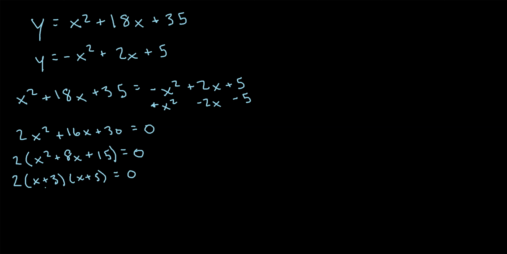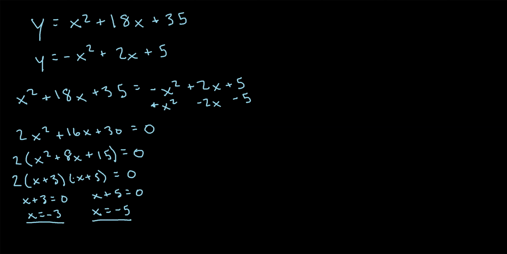And then we just need to figure out for what values of x would make this left-hand side equal to 0. So the way that we can do that is we can say x plus 3 could be equal to 0, or x plus 5 could be equal to 0. And we can see that if x was negative 3, this whole thing would become 0. And over here, if x was negative 5, this whole expression would become 0. So we solved for our two x values.